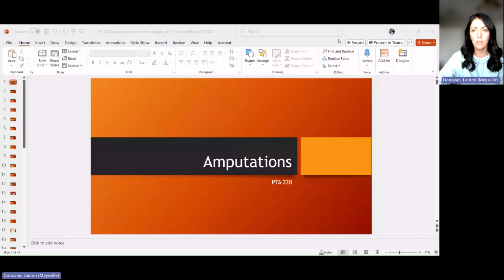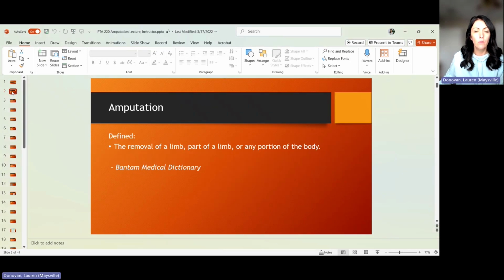All right, we're going to go ahead and start our next lecture on amputees or amputations. Just like any chapter in the textbook, I do want you to look at the very beginning and at all the definitions, but an amputation is simply the removal of a limb, part of the limb, or any portion of the body. And we'll keep on going.